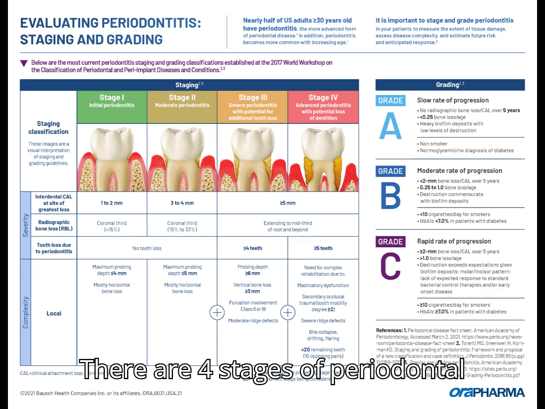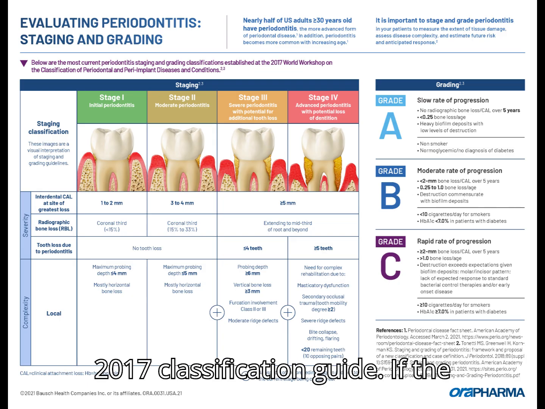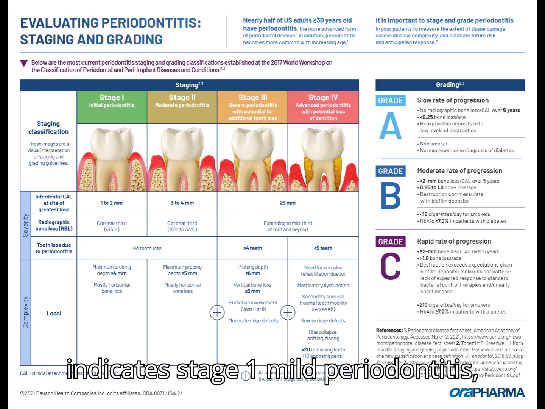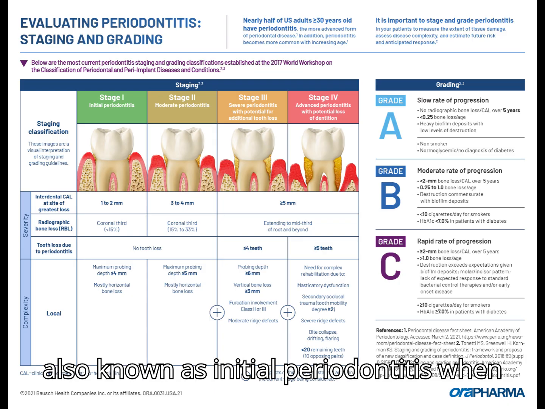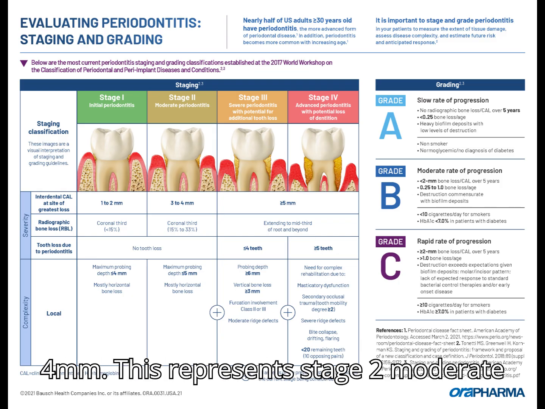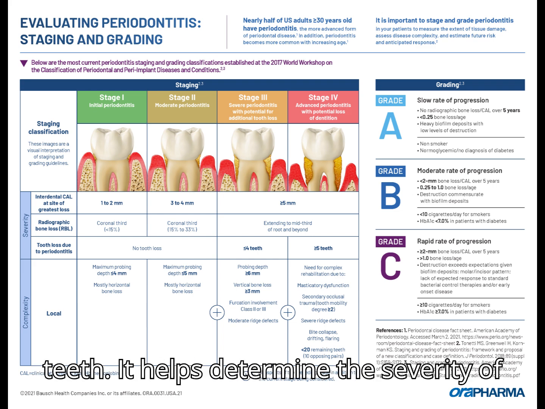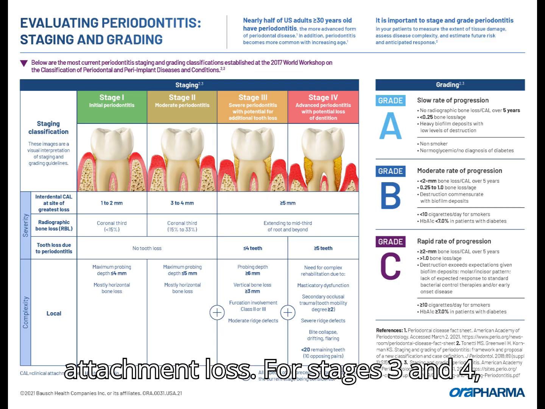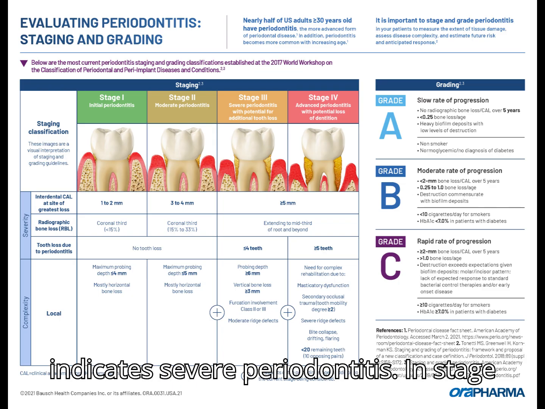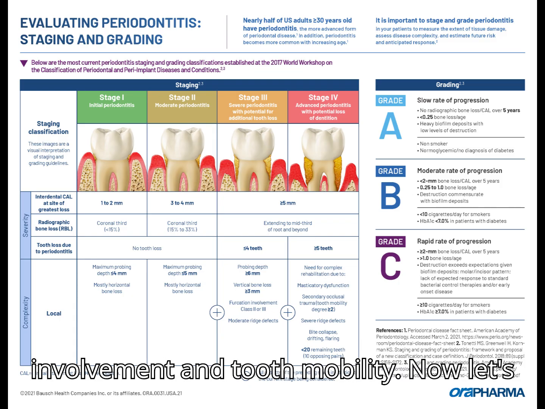There are 4 stages of periodontal disease classification according to the AAP 2017 classification guide. If the interdental clinical attachment loss, CAL, is between 1-2 millimeters, it indicates stage 1 mild periodontitis, also known as initial periodontitis. When the interdental CAL is between 3-4 millimeters, this represents stage 2 moderate periodontitis. Remember, interdental CAL refers to the measurement between the teeth. It helps determine the severity of attachment loss. For stages 3 and 4, the CAL is 5 millimeters or greater. This indicates severe periodontitis. In stage 4, there is advanced tissue destruction, often accompanied by furcation involvement and tooth mobility.